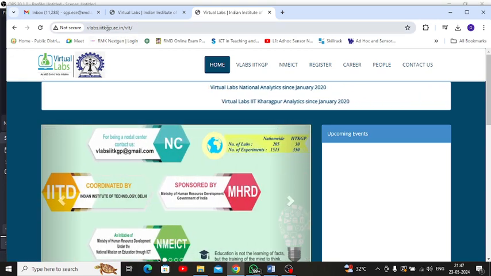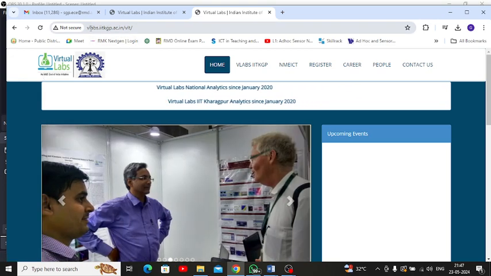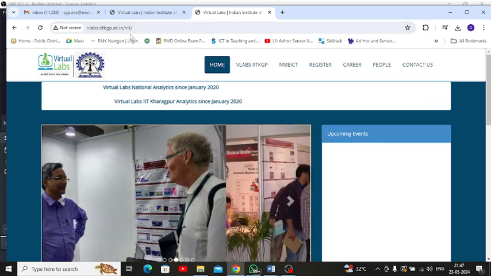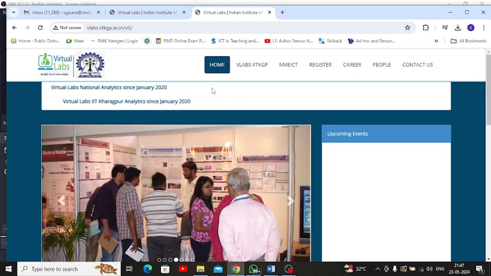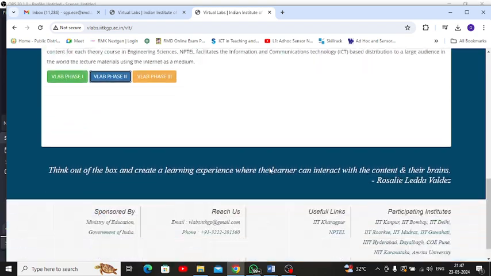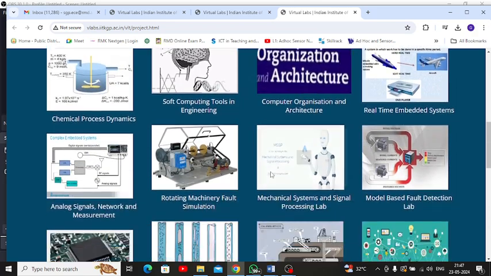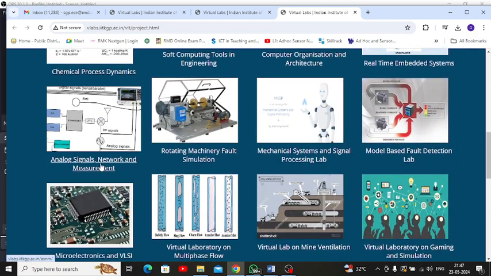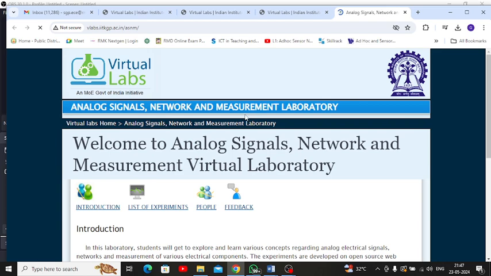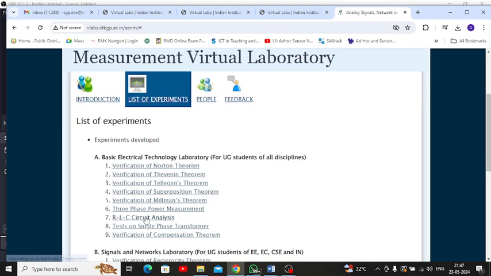For that, I have logged into the virtual lab of Kharagpur. In it, we are going to select the labs, then advanced networks, and get into the analog signals network and measurement laboratory. Now we are going to discuss the superposition theorem.